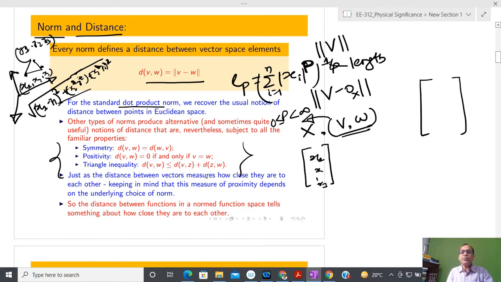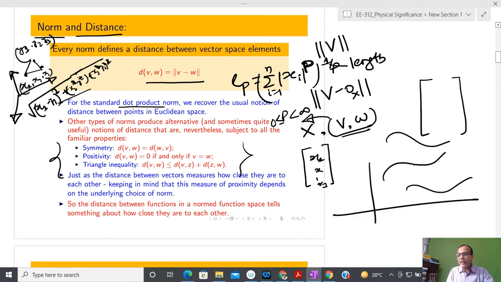How do we define the closeness of functions? Suppose in a space I have three different functions. How do I know that this function is close to this function, and this function is not close to that function? For that I need the notion of norm. Norm is very important because whenever we go for generalization, the classical way of using the dot product cannot do much. Due to that reason generalization is required.